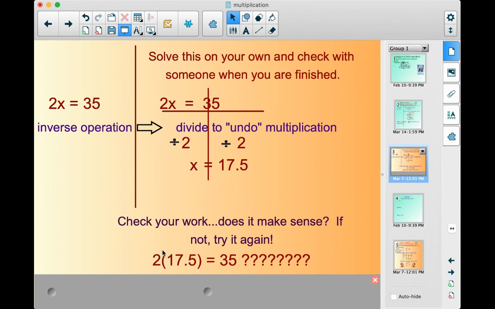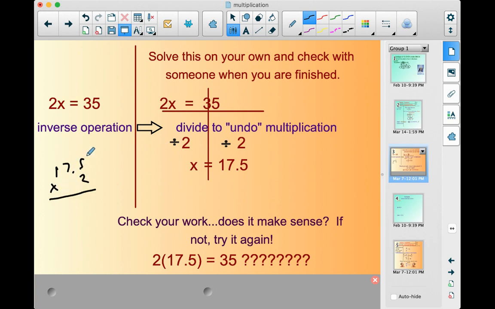Well, to check it, remember we take what we got for x and replace it. So 2 times 17.5, if you multiply those out, you should get 35. You can do that on your calculators. Otherwise, I'll do it right here. 17.5 times 2. Remember, now I'm multiplying decimals. Don't need to line up decimal points.